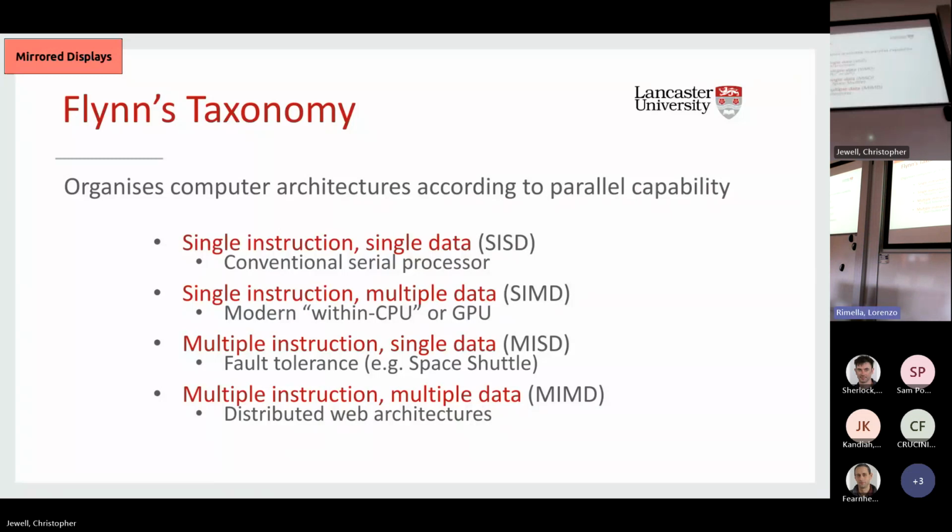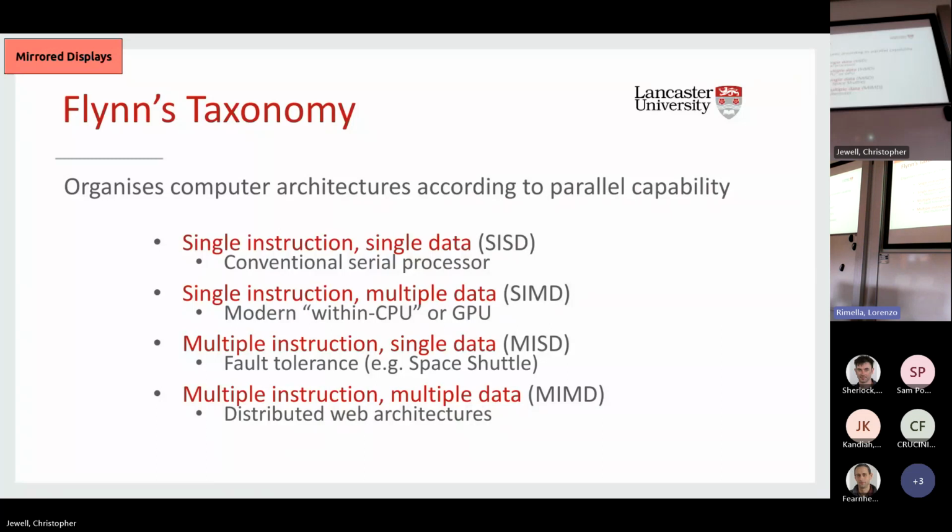This Flynn's taxonomy is a fairly famous taxonomy which gets at the heart of trying to describe how a single processor works in terms of its capacity to do parallel computing. So this is not thinking about networks of machines connected together. It's not really even thinking about multiple processors. It's thinking about the core itself.